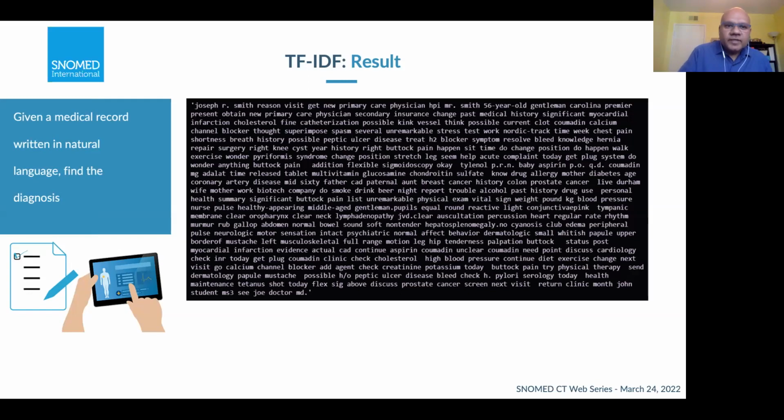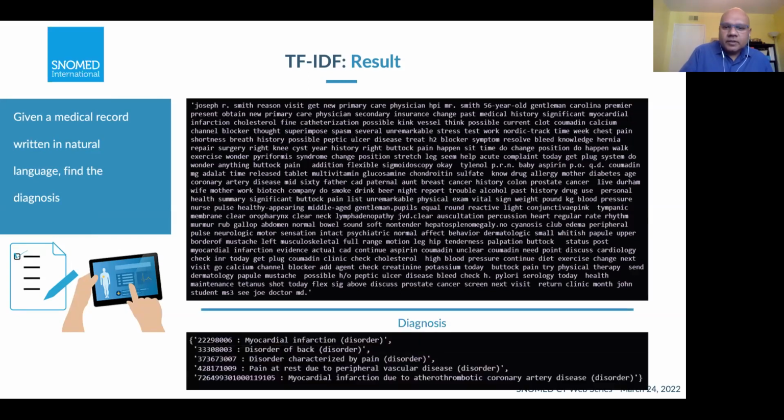If we have text like this, I don't think you can read it too well, but you can see that we have actually brought out specific disorders: myocardial infarction, disorder of the back, disorder characterized by pain, all that stuff. The machine is identifying those concepts automatically by looking at the text. No humans are involved in this process at all. So what we are trying to do is, given a medical record written in natural language, find a diagnosis. And it looks like we can identify quite a bit of them.